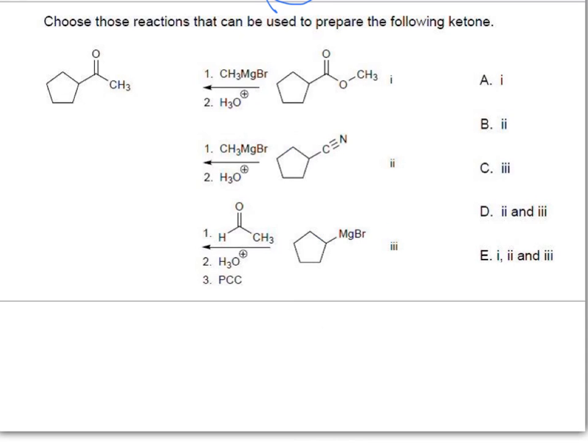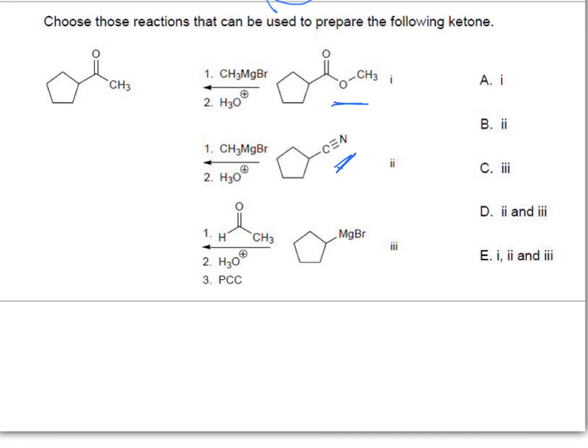Okay, the next question is, choose those reactions that can be used to prepare the following ketone. Ketones, how can those be prepared? Looks like there's a lot of Grignard chemistry going on here. So recall from class, both esters as well as nitriles, they do react with Grignard reagent. They give you the ketone first, and then ultimately the tertiary alcohol.